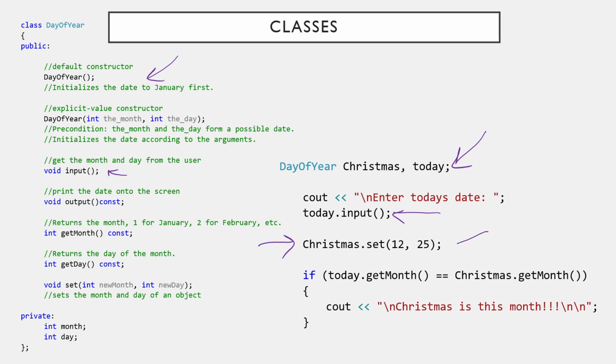And then we also could do it with the set function. You call this set function with the dot operator. You've already declared the object of type DayOfYear called Christmas. Use the dot operator to set that date, and it takes two parameters, two integers. And then these are getter functions or accessor functions where you're going to compare the months to see if they are matching or not. So today.getMonth is going to return whatever month, and Christmas.getMonth is going to return a 12. So you're just using an if condition with an expression to compare these two to see if they are at the same month.